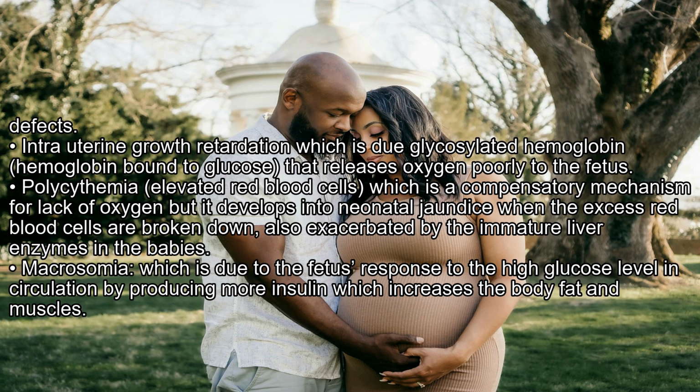Intrauterine growth retardation, which is due to glycosylated hemoglobin, hemoglobin bound to glucose that releases oxygen poorly to the fetus. Polycythemia, elevated red blood cells, which is a compensatory mechanism for lack of oxygen, but it develops into neonatal jaundice when the excess red blood cells are broken down, also exacerbated by the immature liver enzymes in the babies.